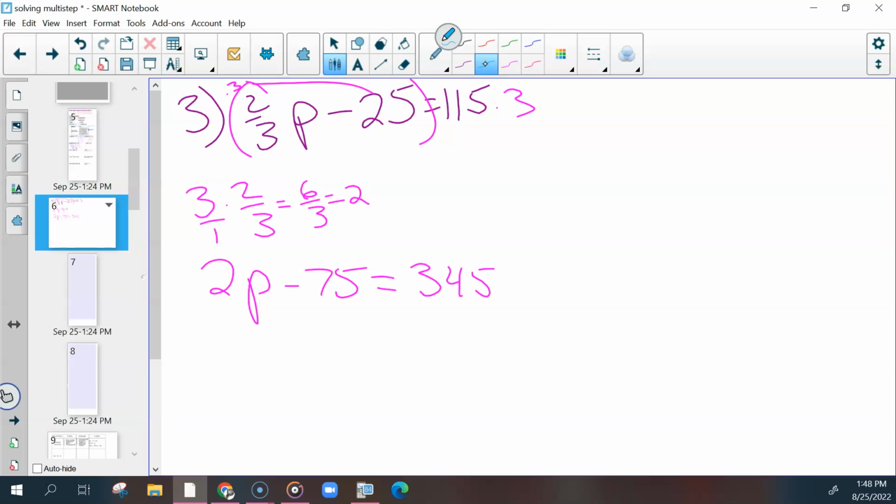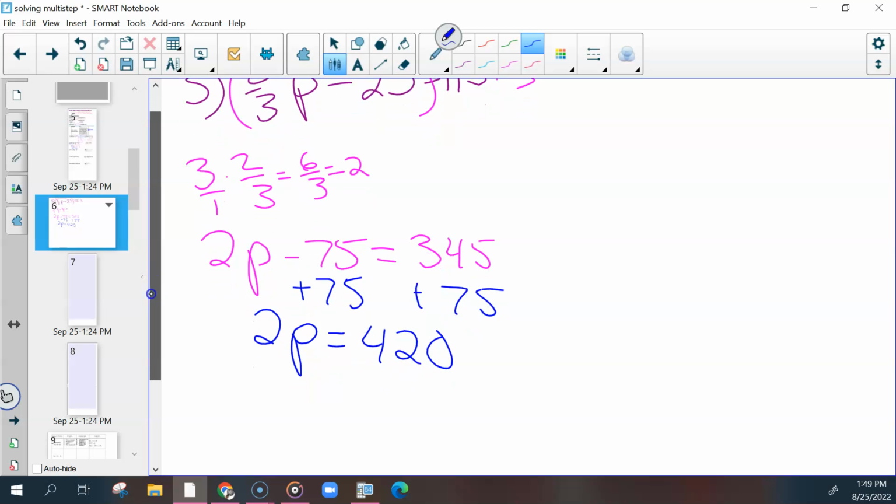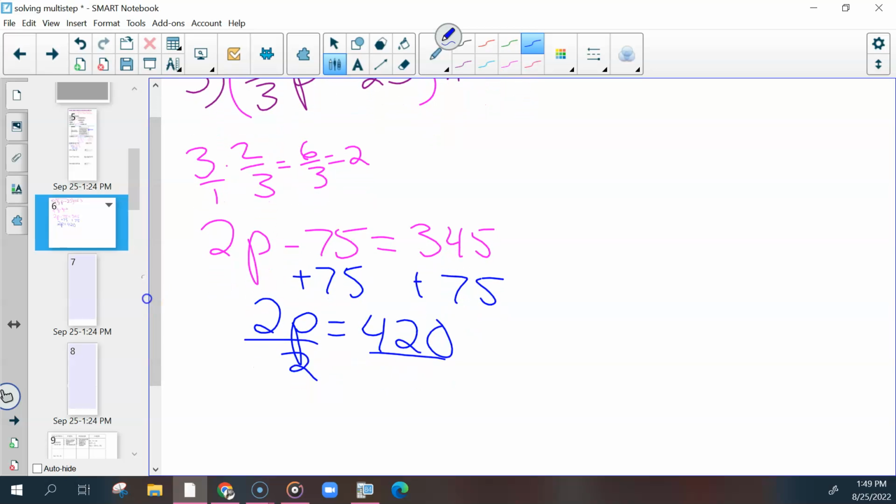So here, if I continue to solve this, and I add 75 to both sides, we have 420. And I could divide both sides. We would end up with that same answer, even though we solved it a completely different way. Do we have questions on that method?